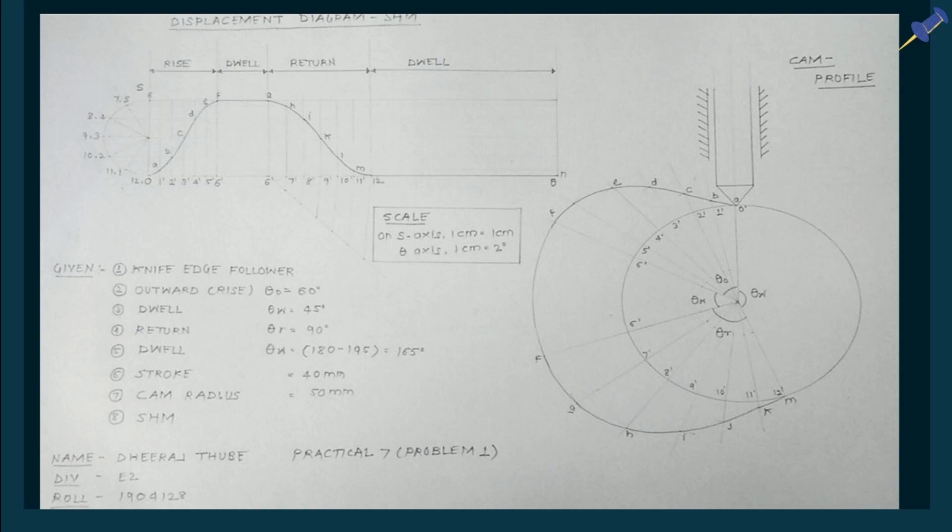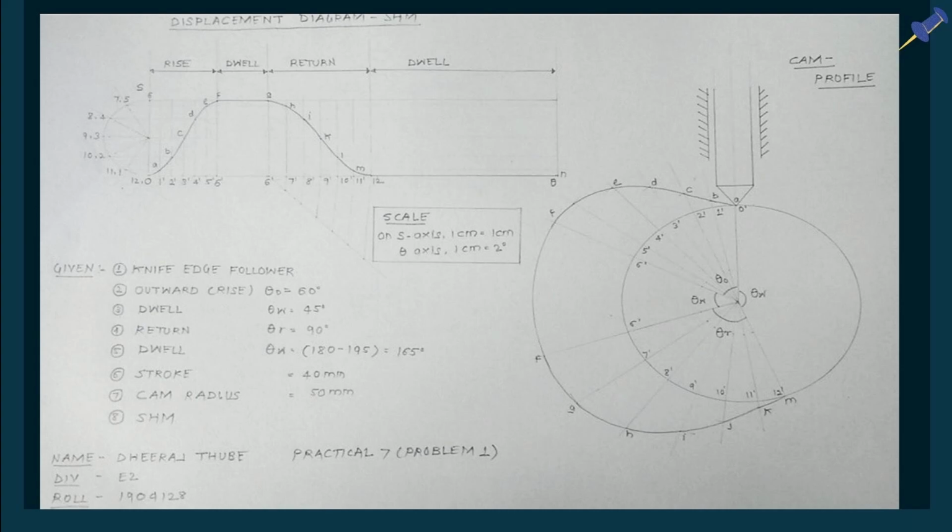That is our outstroke. Then the dwell is of 45 degrees, so the displacement gives us a horizontal line at the topmost position. Then for the return stroke, the same points will be there. So mark those points on the length of the return stroke, and join all these points by a smooth curve for the return stroke. And here that curve represents our displacement diagram during the return stroke. And here we complete our displacement diagram for the simple harmonic motion.